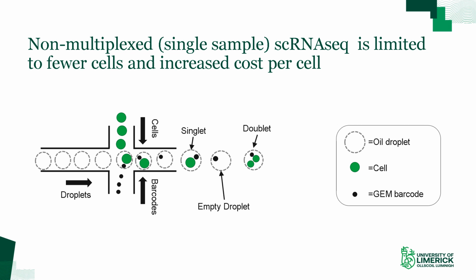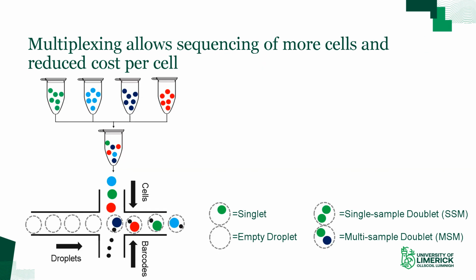If multiple biological samples need to be sequenced, they have to be sequenced on separate lanes. Multiplexing then allows sequencing of more cells at reduced cost per cell. So why is this? When we multiplex, we pool cells from multiple different biological samples together prior to sequencing, and they all get sequenced on the same lane.